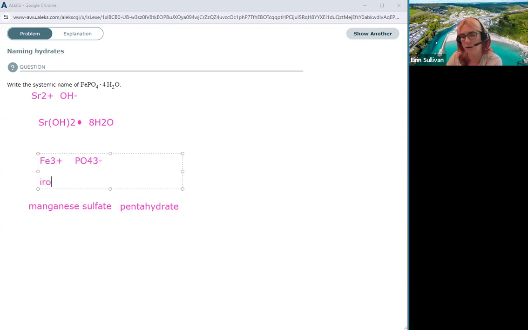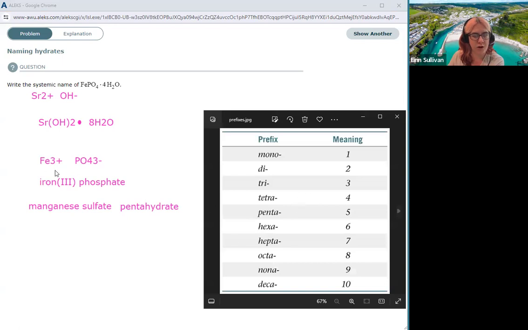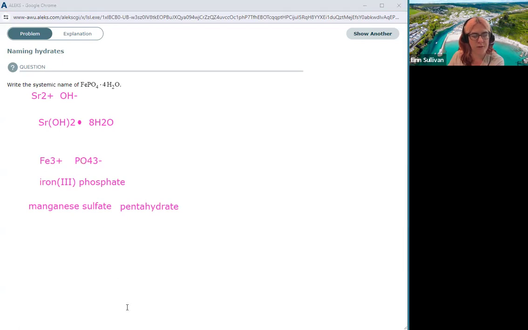So that'll be iron. Oh, it's a transition metal. So you've got to say that it's iron 3, phosphate. And then if I could spell phosphate, that'd be great. How many waters are there? There are 4. So 4 is going to be tetrahydrate. So iron 3 phosphate tetrahydrate. And notice you really must include the charge on that iron. That is iron 3, not iron 2 or whatever, because otherwise that will be marked as incorrect.